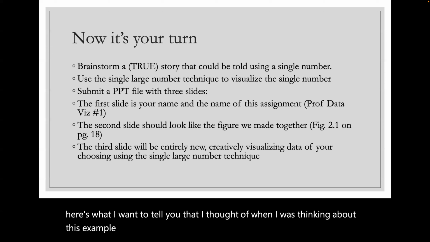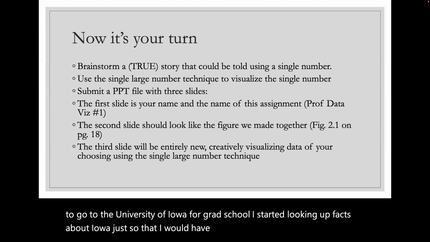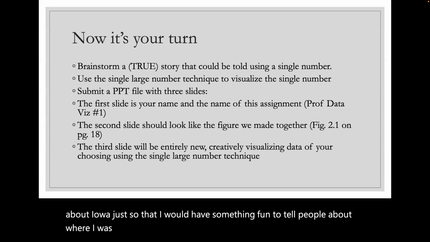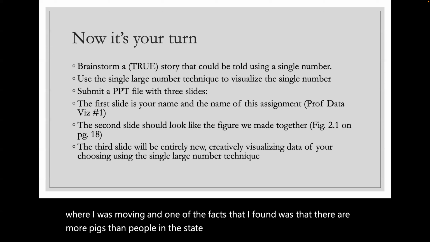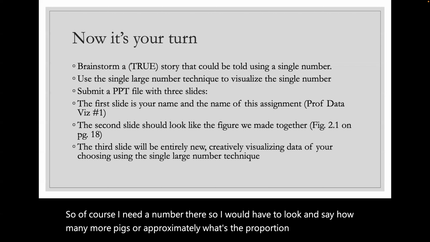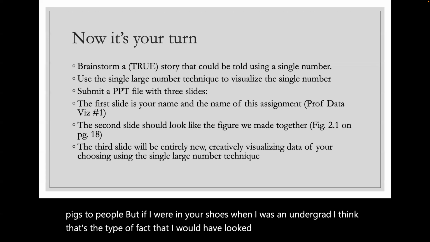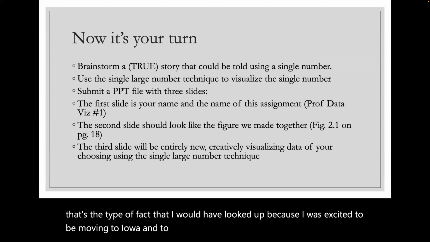When I was a senior in college and I decided that I was going to go to the University of Iowa for grad school, I started looking up facts about Iowa just so that I would have something fun to tell people about where I was moving. And one of the facts that I found was that there are more pigs than people in the state of Iowa. So of course I need a number there. I would have to look and say how many more pigs, or approximately what's the ratio of pigs to people. But if I were in your shoes when I was an undergrad, I think that's the type of fact that I would have looked up, because I was excited to be moving to Iowa and to be starting a PhD program.